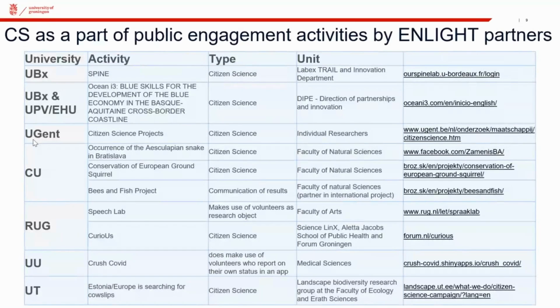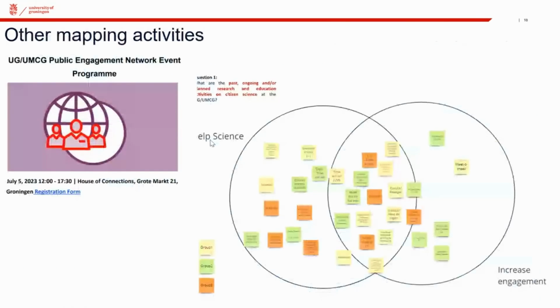We are doing similar things to try to map out a little bit what type of activities are going on at the universities. We did this exercise with the University of Groningen and UMCG, the medical center at Groningen. And this is the result of a workshop back in July. So we tried to also map all the different activities that are going on within the University of Groningen and within different departments.